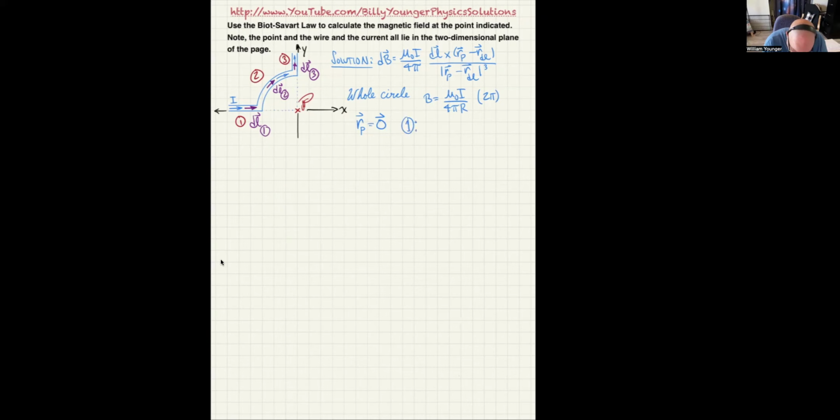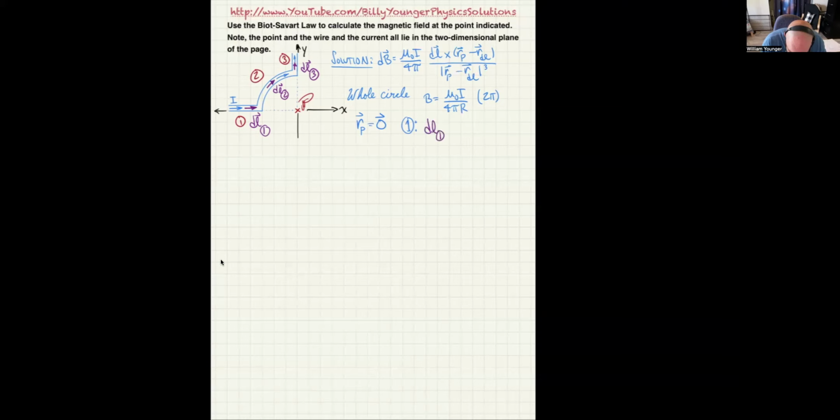DL obviously points in the x direction because the current's going to the right, and DL is supposed to point in the same direction as the current. So in part 1, the current's going to the right, and the right is the positive x direction. So we can go ahead and say that DL, which I'll switch to blue, now I'll stick to purple because that's what we've been doing on the previous ones.